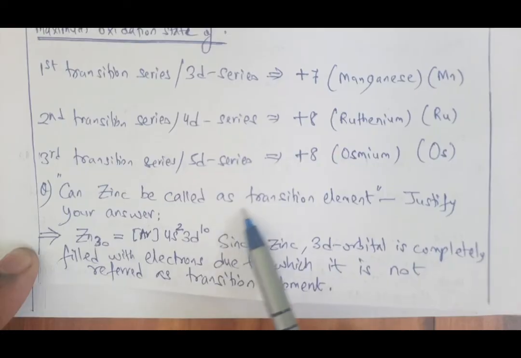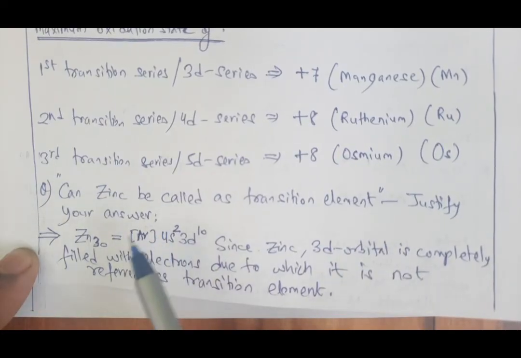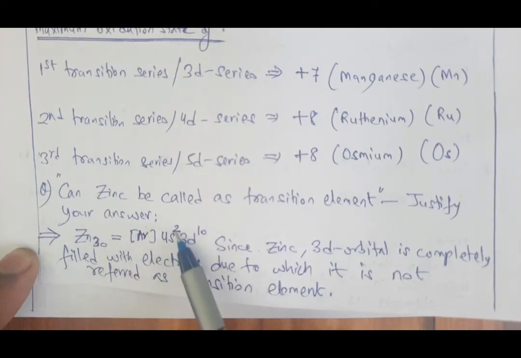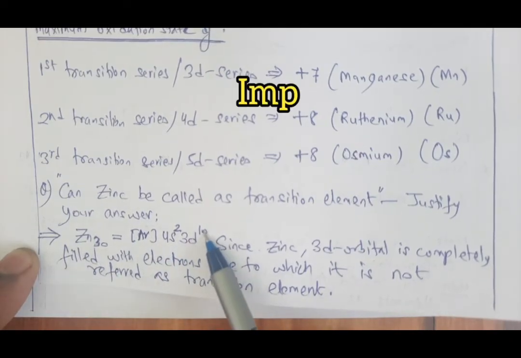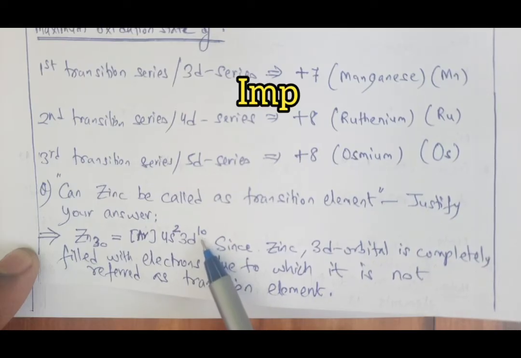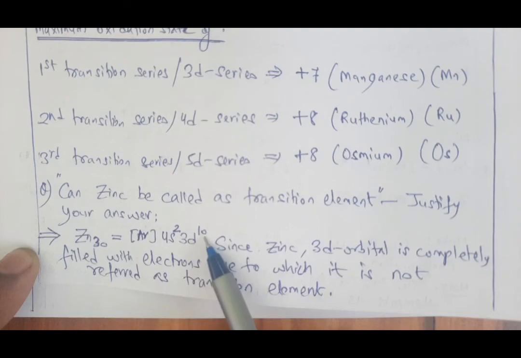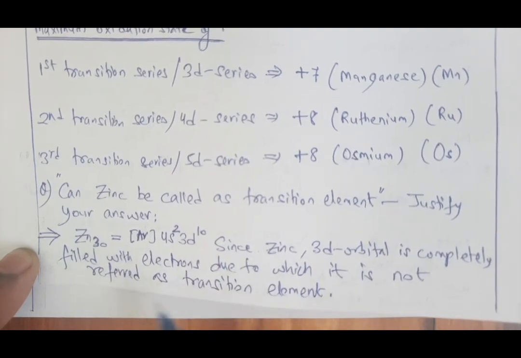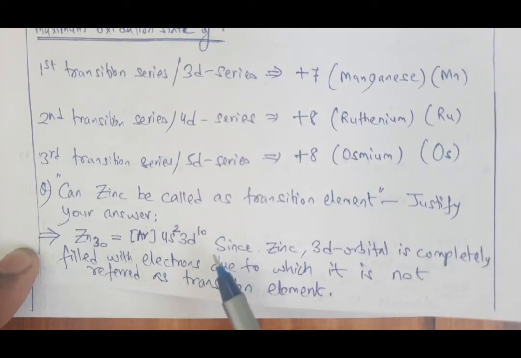Here is one question which has come in the board exam. Can zinc be called a transition element? Justify your answer. So you have to remember the zinc atomic number is 30, so you write argon 4s2 3d10. So this is 18 plus 2, 20 plus 10, 30. This is the configuration of zinc. And it is clearly seen that in zinc, the d orbital is completely filled with electrons, due to which it is not a transition element. Because to be a transition element, d should contain 1 to 9, but not 10. So in the case of zinc, the d orbital is completely filled, due to which it is not referred to as a transition element. It's an ISC question, so do remember it, students.